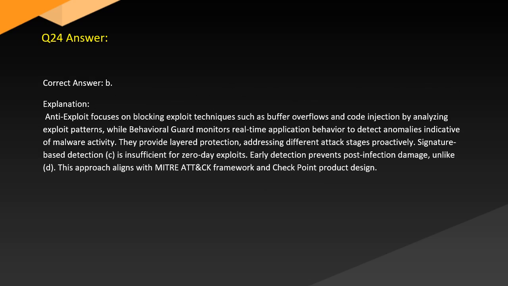Answer. Correct answer: B. Explanation. Anti-exploit focuses on blocking exploit techniques such as buffer overflows and code injection by analyzing exploit patterns, while behavioral guard monitors real-time application behavior to detect anomalies indicative of malware activity. They provide layered protection, addressing different attack stages proactively. Signature-based detection (C) is insufficient for zero-day exploits. Early detection prevents post-infection damage, unlike D. This approach aligns with the MITRE framework and Check Point product design.